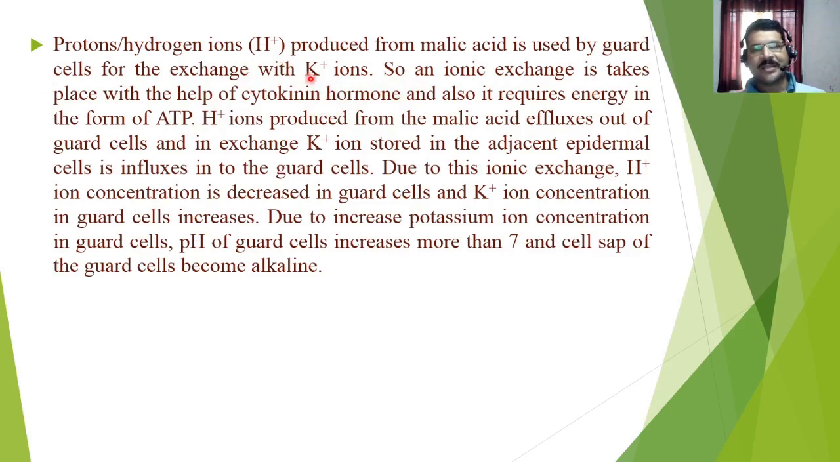So an ionic exchange takes place with the help of cytokinin hormone. Ionic exchange means K plus ions which are present in the guard cells will now be replaced or exchanged by H plus ions which are synthesized in the epidermal cells. It also requires energy in the form of ATP. H plus ions produced from the malic acid efflux out of guard cells in exchange for K plus ions stored in the adjacent epidermal cells, which influx into the guard cells.